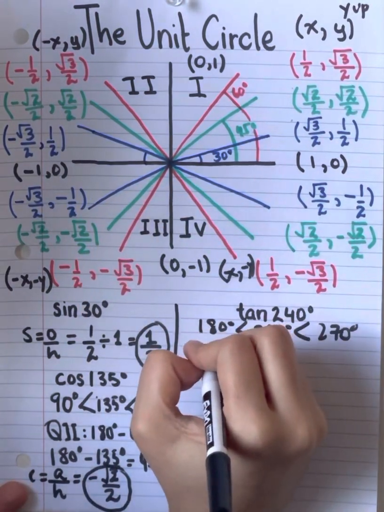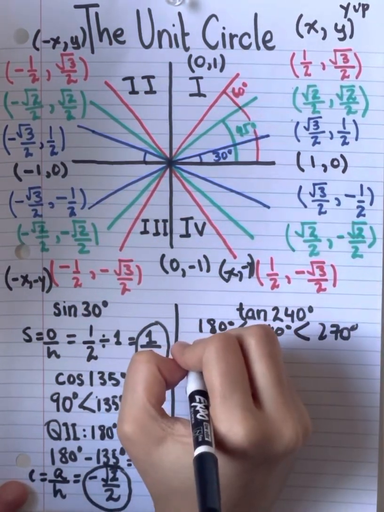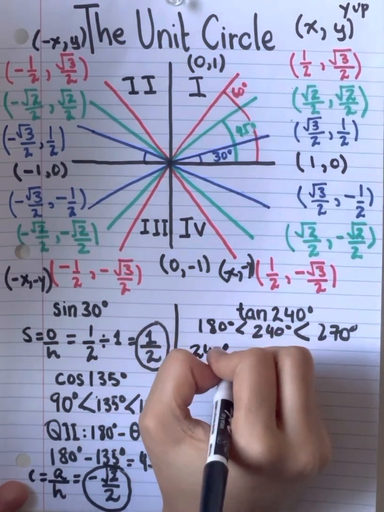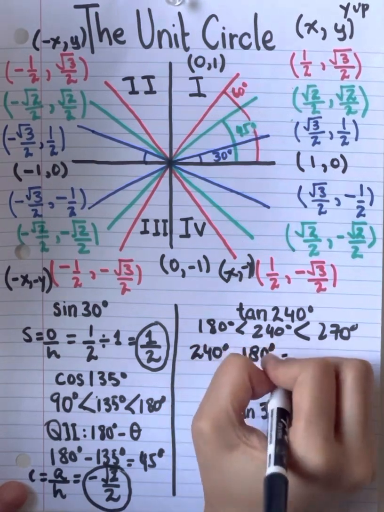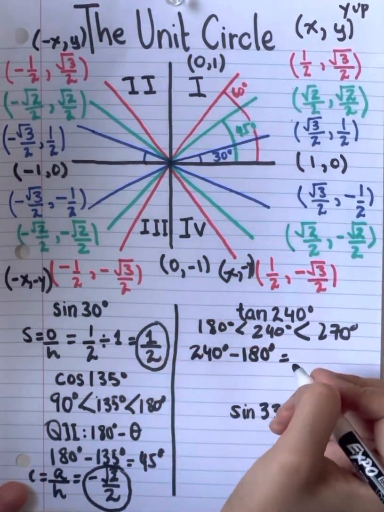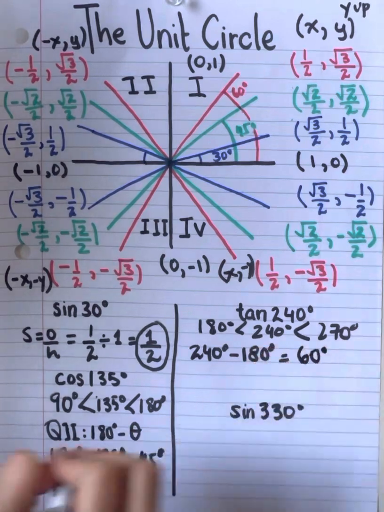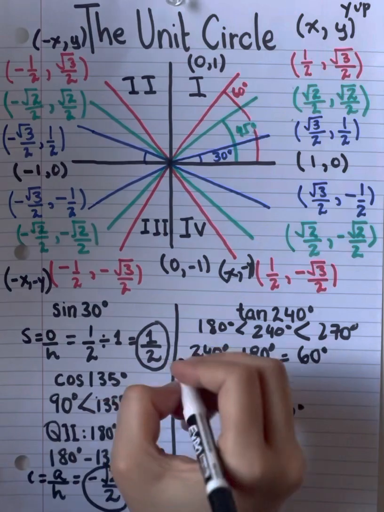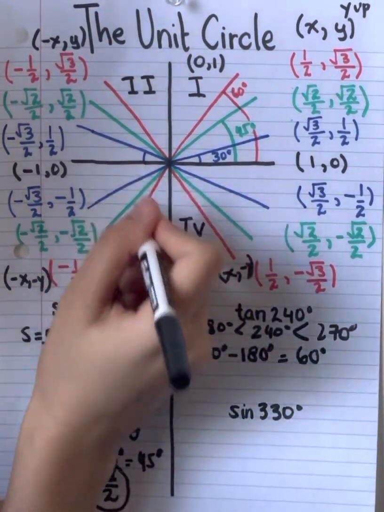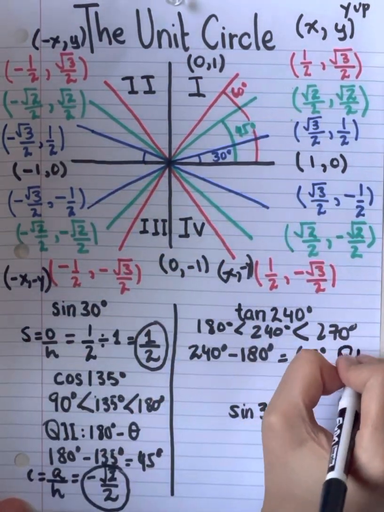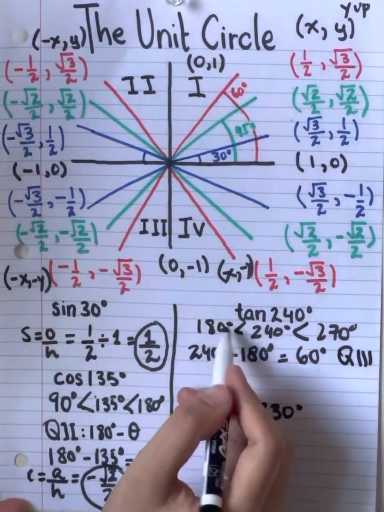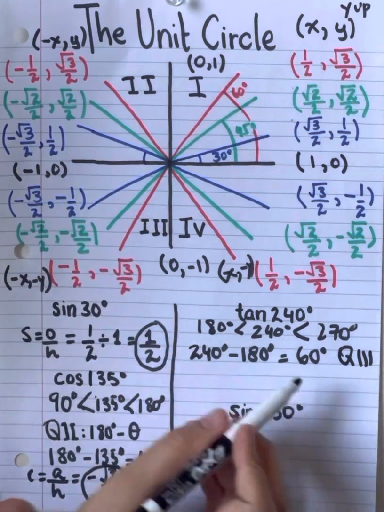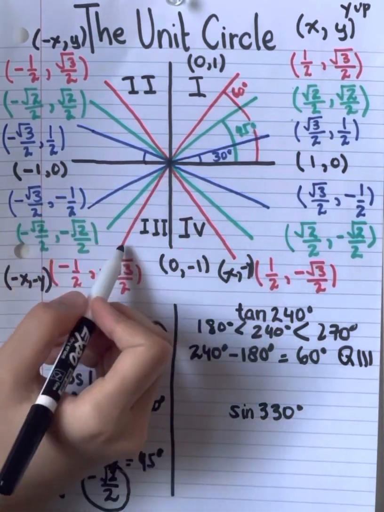So here, the formula we can use is 240 minus 180 degrees. So theta minus 180 gives us 60 degrees. Now, we know that it forms 60 degrees in our quadrant 3, since it's greater than 180 but less than 270. So it's somewhere in quadrant 3 and it forms 60 degrees.